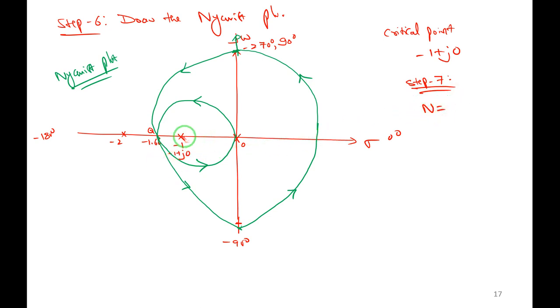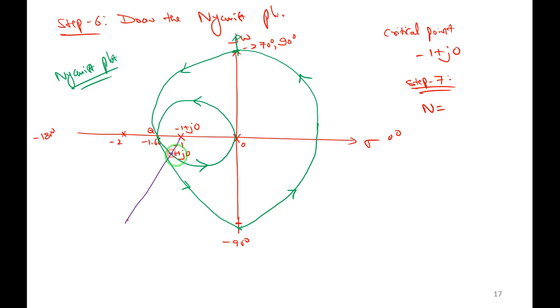So, this is the critical point. Minus 1 plus j0 is the critical point. It is enclosed, that is sure. But how many times is it encircled? We have to check it. Let me take one point outside this Nyquist plot and join it here. You can take a point here also, but don't take a point on this negative side and draw it like this, because it is confusing. It should intersect here. I am getting two encirclements, roughly, but let me check it.